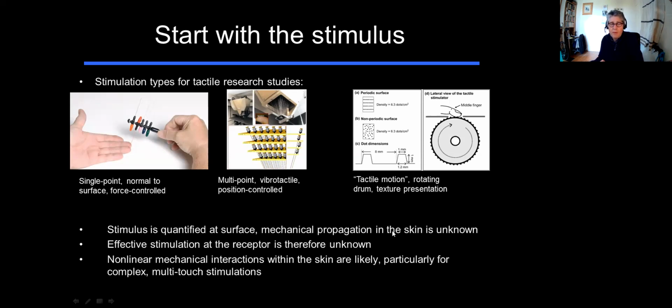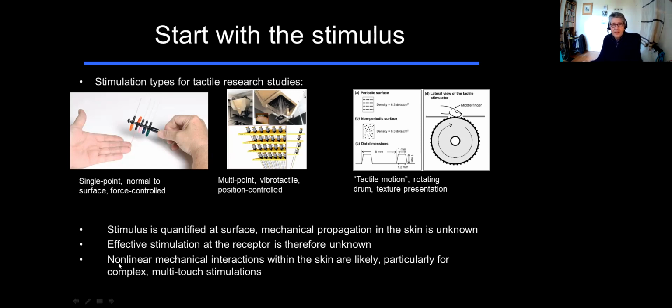So the important point to remember is that these stimuli can be beautifully designed and engineered, and they can be quantified, but they're quantified at the skin surface. And the way that the stimulus propagates through the skin tissue is generally not known. So we know what's happening at the point that these von Frey wires touch the skin, but we don't know how that's propagated through to the receptors. So the effective stimulation of the receptors is therefore unknown.